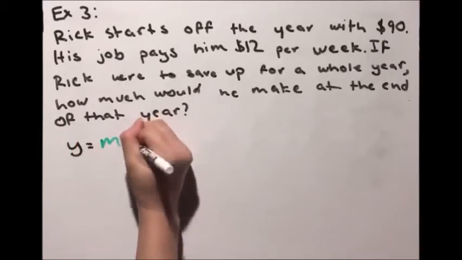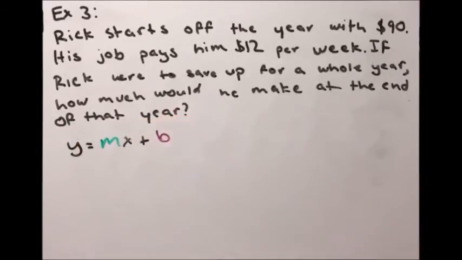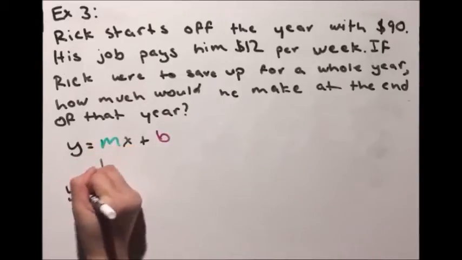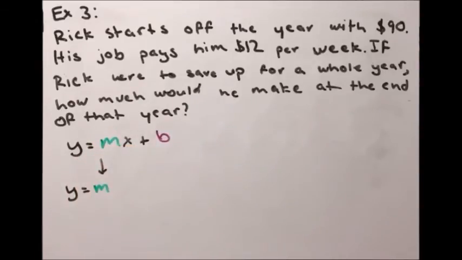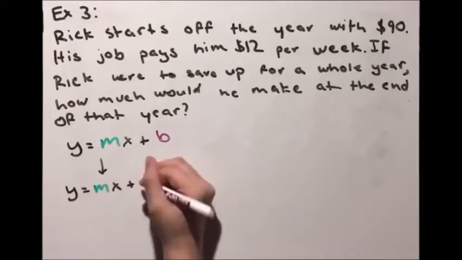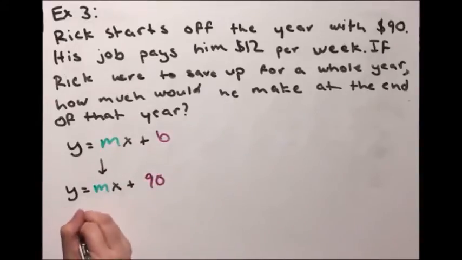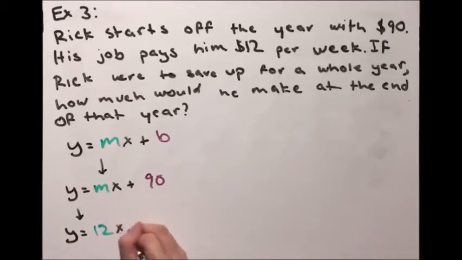Since Rick initially has $90 at the beginning of the year, your b value would be equivalent to $90. Next, it says he makes $12 per week, so that would be our changing value, or our slope.